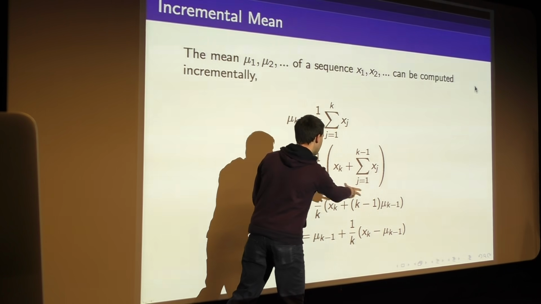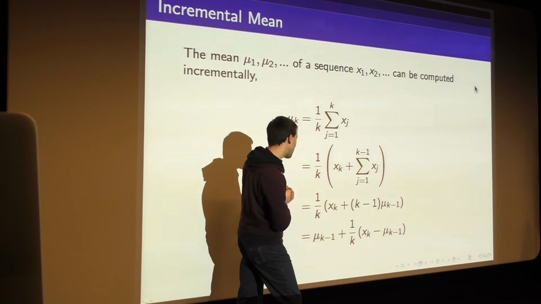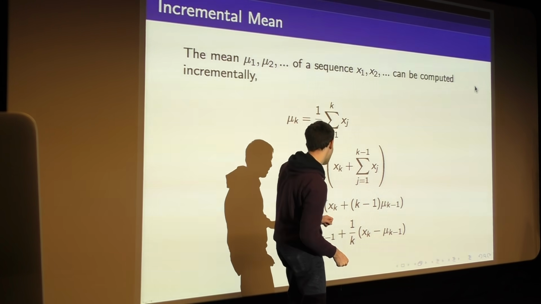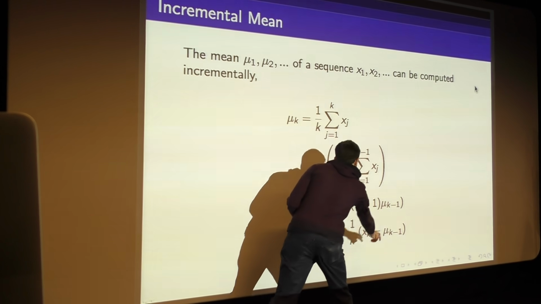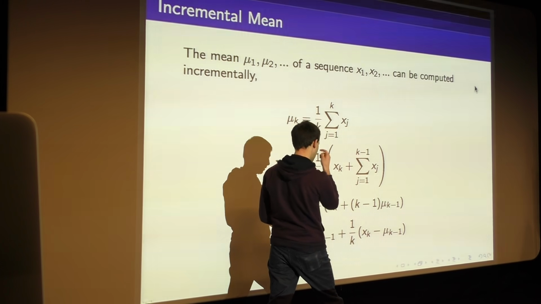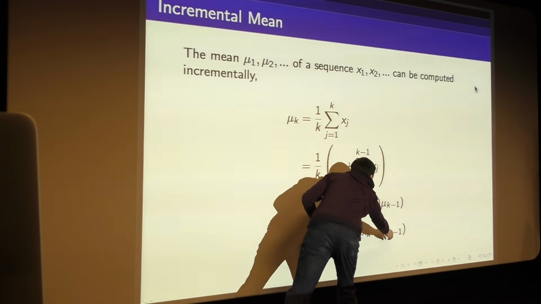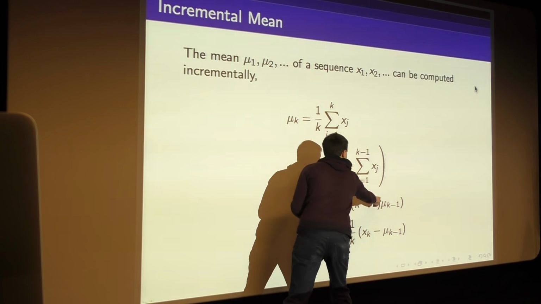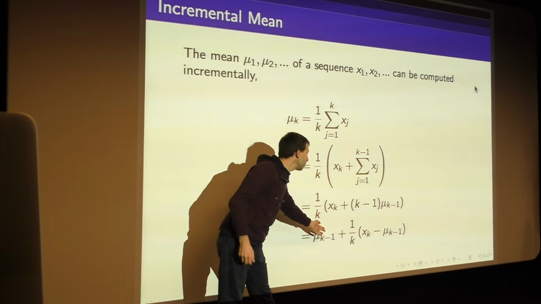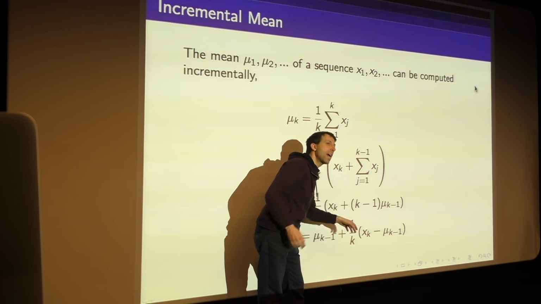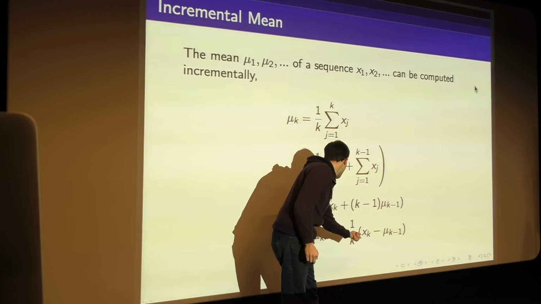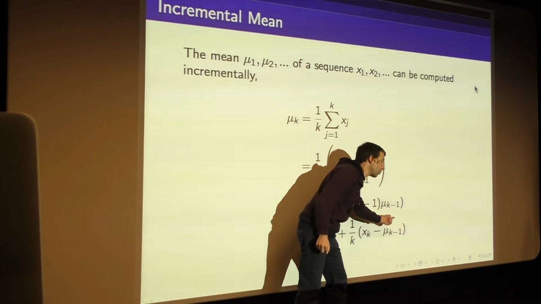If we rearrange these terms and collect together our x_k's, we've got 1 over k of them here, and our mu_k's we can pull out and subtract off the 1 over k mu_k that we have here, which is the k times 1 over k of mu_k that we pull out. And what we see is that the new mean is the old mean plus some step size, 1 over k, a little increment towards the difference between your new element and what you thought the mean was.